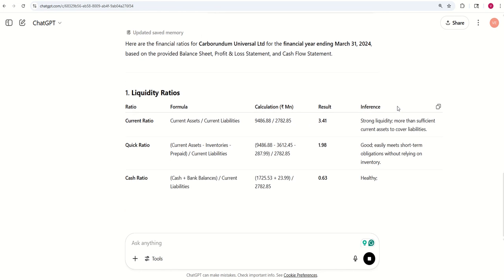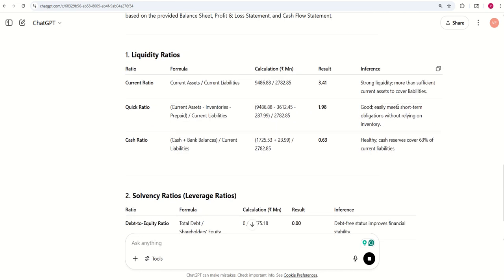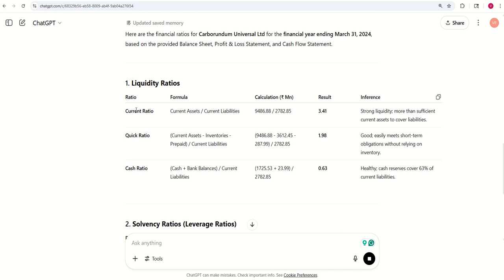I always prefer to verify whatever is being calculated. So I ask it to pick up the numbers and show them, so that I can cross-verify a few random numbers in the financial statements to ensure that the right numbers have been picked up. Now it is putting up the ratio analysis for the last year, which is the latest financial year in the financial statements.